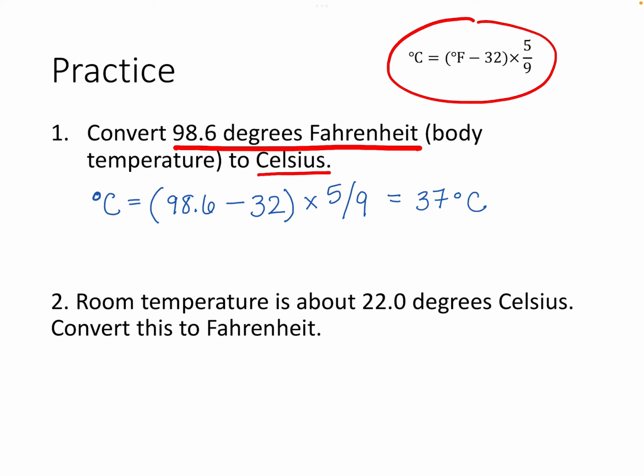Now let's go to number 2. In this one, we're actually doing the opposite conversion. So we have 22 degrees Celsius is equal to degrees Fahrenheit minus 32 times 5/9. Okay, so we might need to do some algebra here to solve for degrees Fahrenheit. All right, so how can we move that 5/9 to the left side of the equation? Because we ultimately want to try to isolate that degrees Fahrenheit.